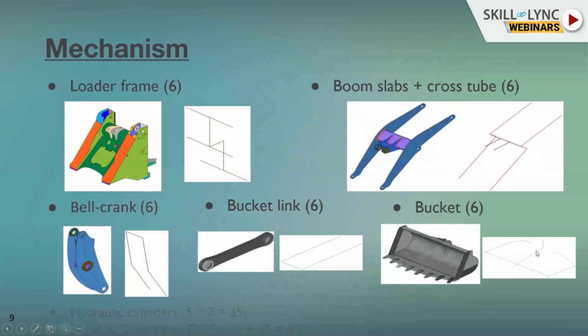Now let's look at the total degrees of freedom. For an unconstrained mechanism, because we have 5 hydraulic cylinders and each hydraulic cylinder will have 7 degrees of freedom, total DOFs provided by hydraulic cylinders is 35, whereas you have 5 rigid bodies and each rigid body having 6 degrees of freedom. So they add 30 degrees of freedom. So any unconstrained mechanism will have 65 degrees of freedom.